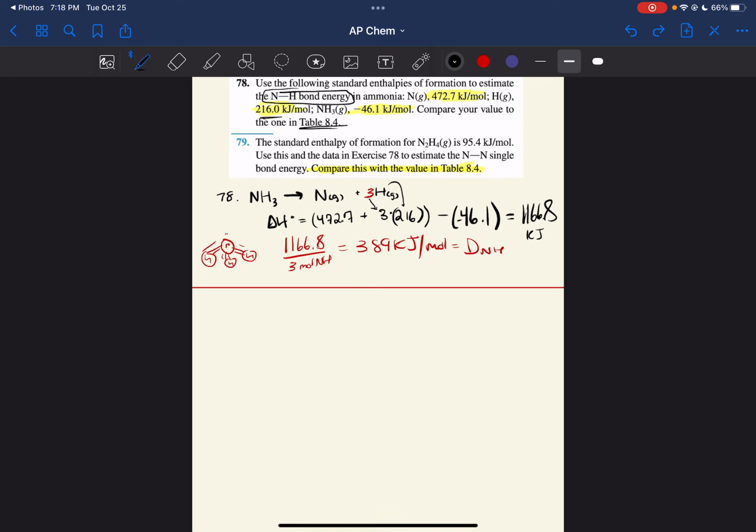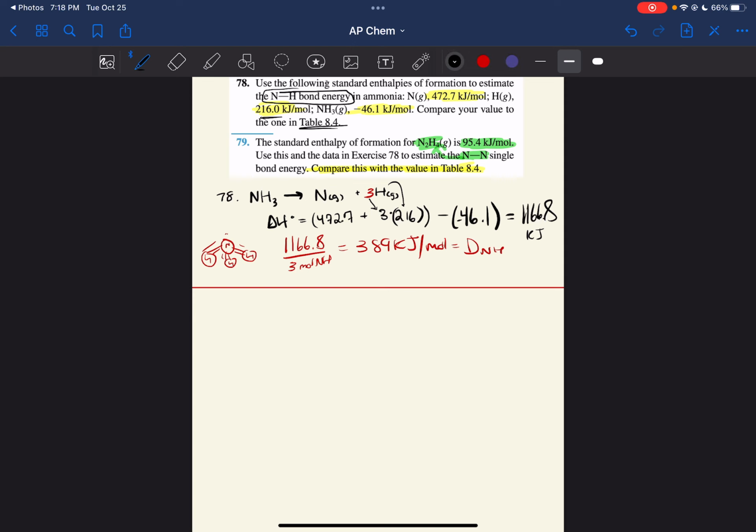Okay, so 79 asks, the standard enthalpy of formation for N2H4 is 95.4 kilojoules per mole. I'm going to highlight that, it's going to be useful for N2H4. Use this and the data from exercise 78 to estimate the N-N single bond. So they're telling you the N-N single bond of N2H4.